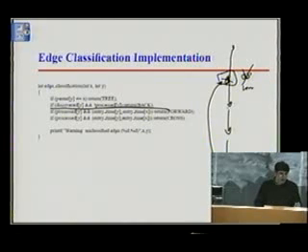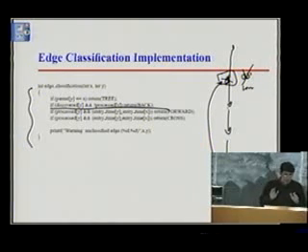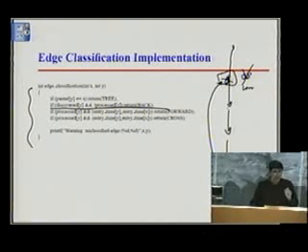The bottom line, again, we'll look at these other classifications when we get to directed graphs. But the important thing to see here is that when I'm working with these traversals, it's easy for me to tell what type of an edge it is and do different actions based on that. That's what my classification routine will enable me to do. Any questions? Okay.